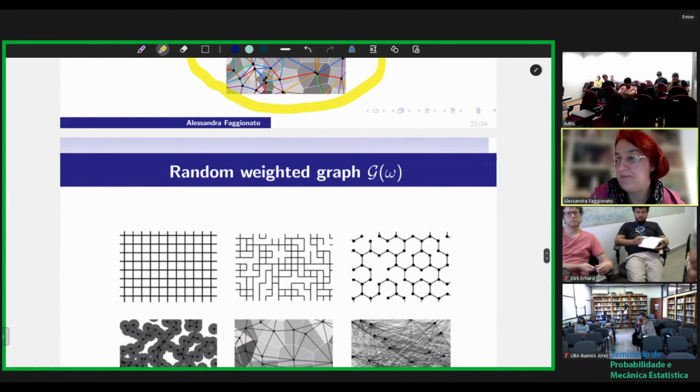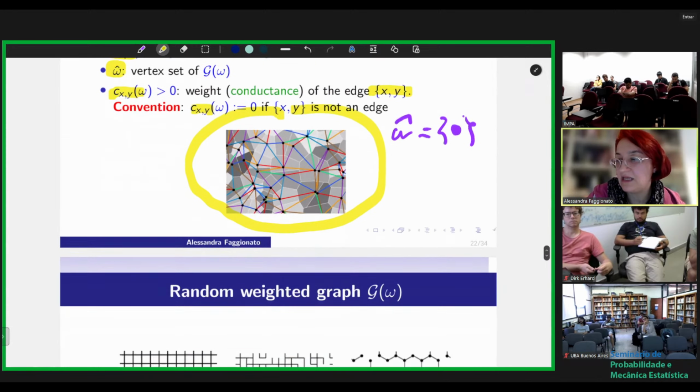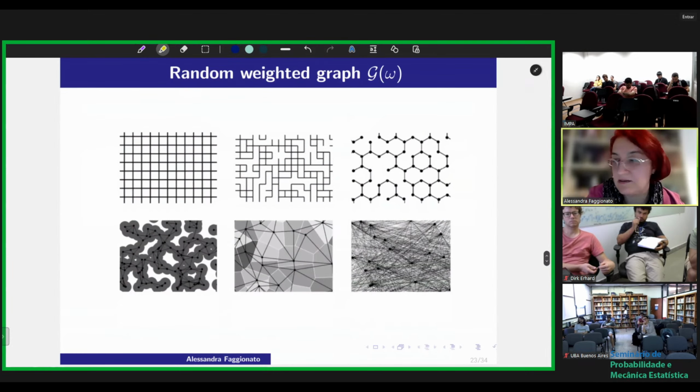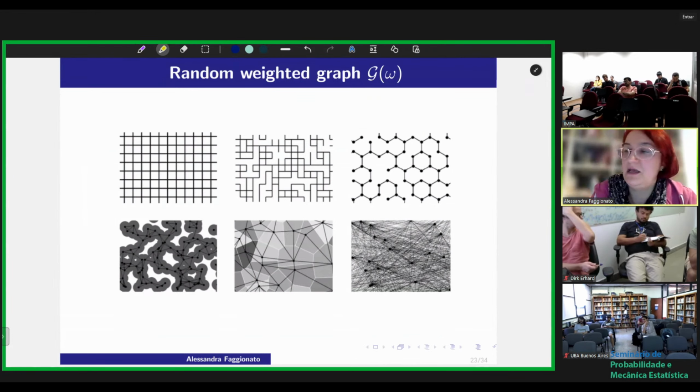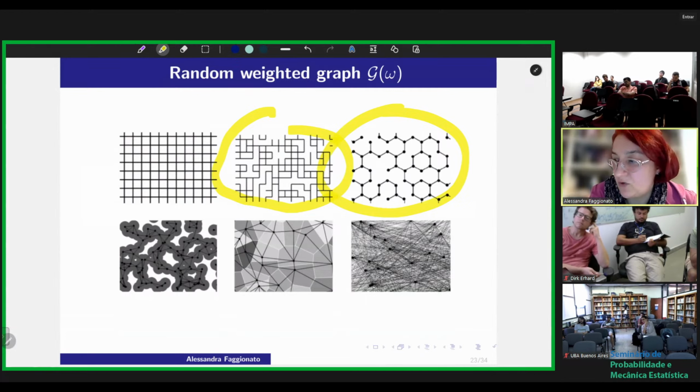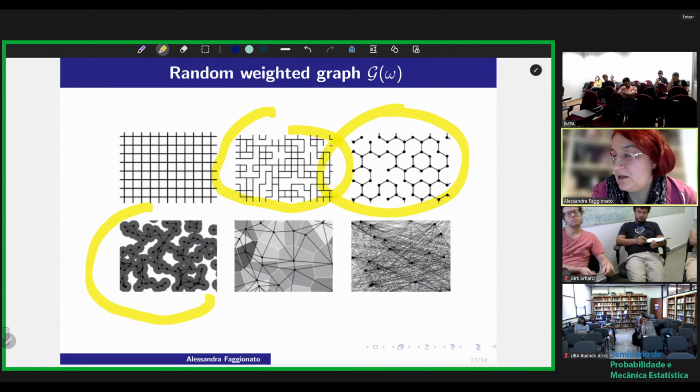Okay, here you see a picture, and I can show also there are plenty of models of random weighted graphs. In this picture, you don't see the colors because it was too much demanding, but you can think of a standard percolation graph with weights, or you can pass to a continuum model. For example, this is a Boolean model.